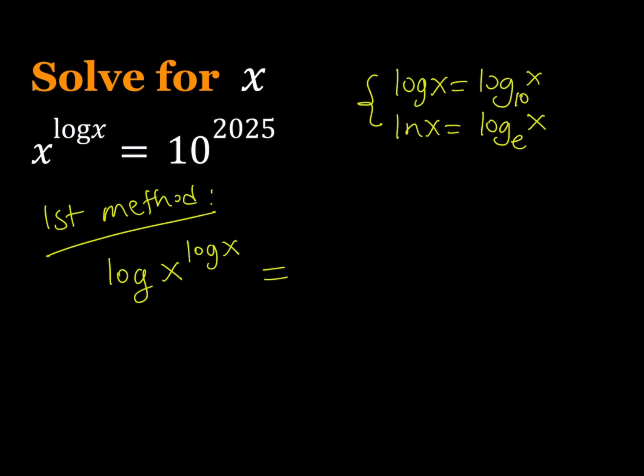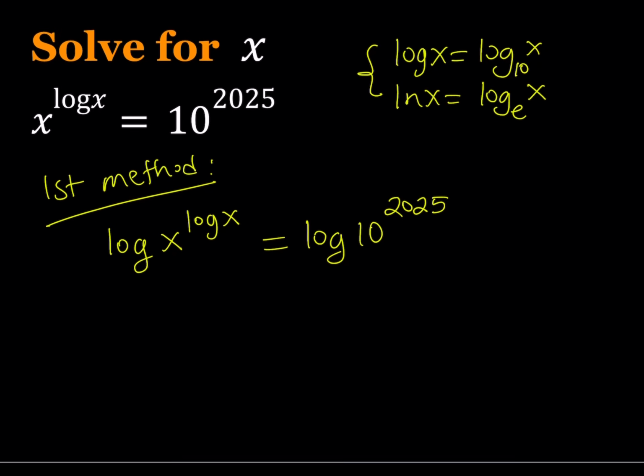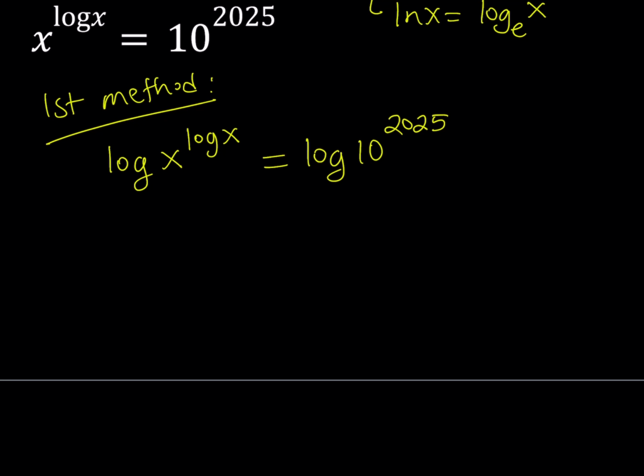So logging both sides base 10 is going to give us the following: log of x to the power log x equals log of 10 to the power 2025. Now, as you know from rules of logarithms, or at least you should know if you're studying logarithms, if you haven't studied them before, I highly recommend that you look at it, because if you know something about exponentials, then logs are very easy to learn. There's a basic definition which you can pretty much apply to any situation. And we're actually going to talk about that in the second method.